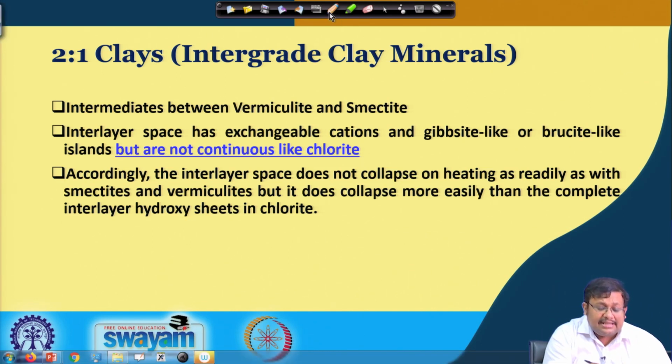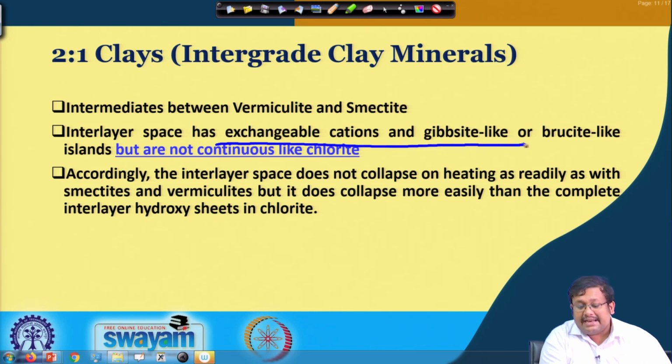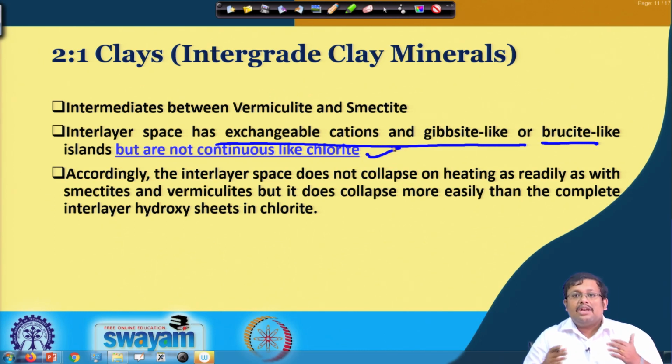And in this mineral, the interlayer space has exchangeable cations and gibbsite-like or brucite-like islands, but they are not continuous like chlorite. In case of chlorite, in the interlayer space of the 2:1 type of layer, there is a continuous hydroxy interlayer, either a brucite or a gibbsite. Here there is also a gibbsite or brucite-like structure; however, the interlayer space does not have the continuous gibbsite or brucite-like structure. So, this is the characteristic of this intergrade type of clay mineral.